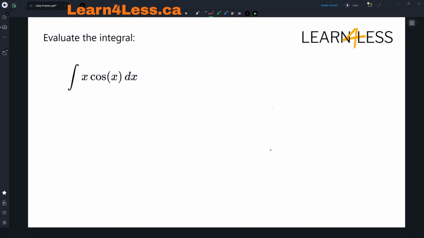In this problem, we want to take the integral of the function x cos x. Since these are two totally different functions, the nature of them is totally different. One of them is a trig function, the other is just a polynomial, algebraic function. We can think of some methods like u substitution, which is not useful here. The other very useful method for this type of integral is integration by parts.